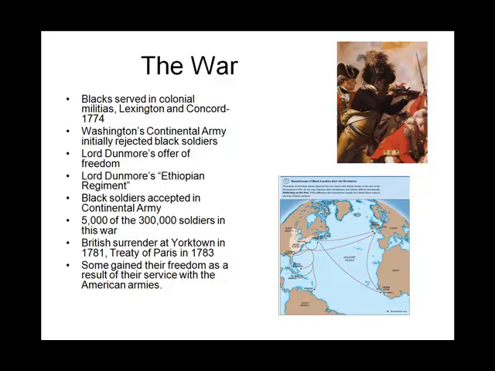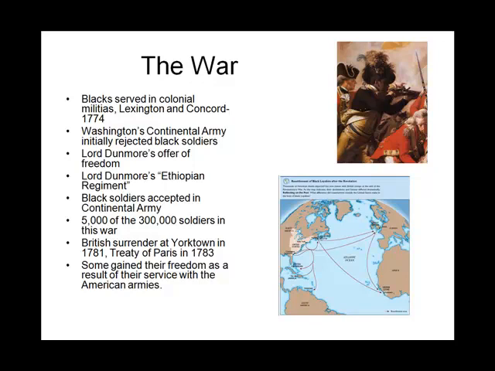Eventually, 5,000 of the 300,000 soldiers who fought in the Revolutionary War were black. Blacks served in every phase of the war. Some volunteered, others were drafted or served as substitutes. You could hire somebody to take your place, so you wouldn't have to go to war. They were serving in mixed or integrated regiments or units, but there were separate black units, two from Massachusetts, one from Connecticut, and one from Rhode Island.